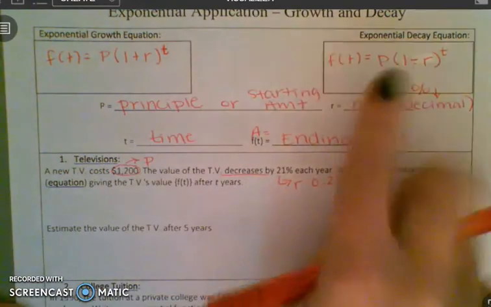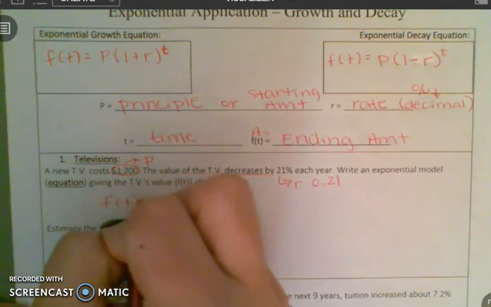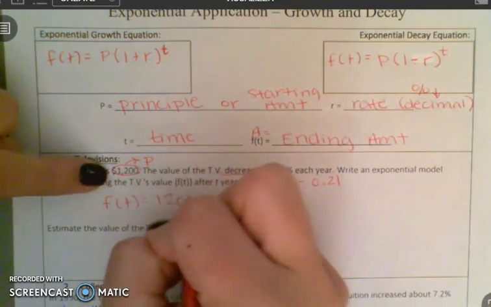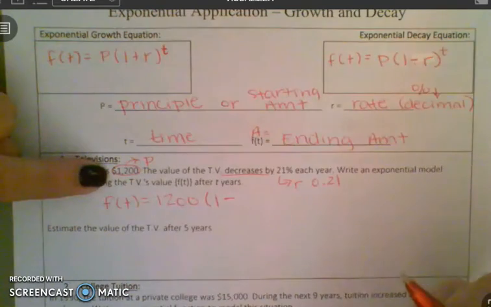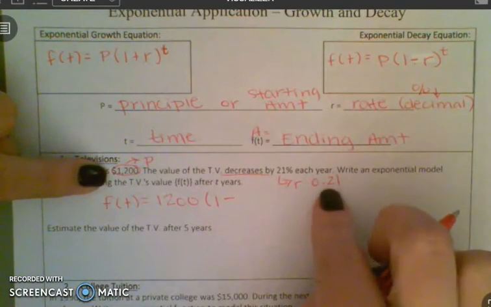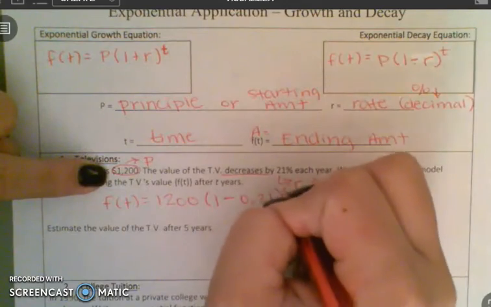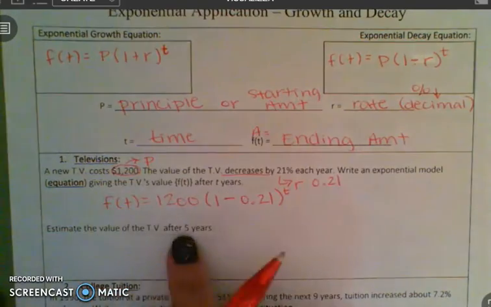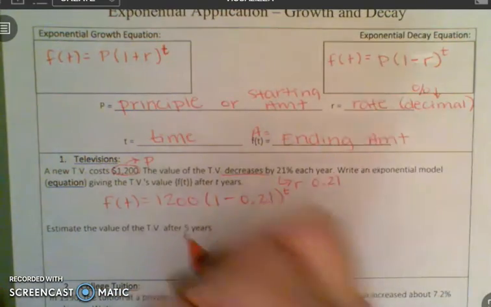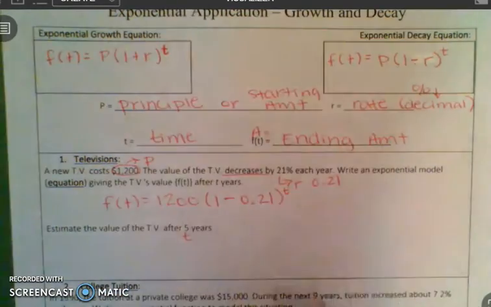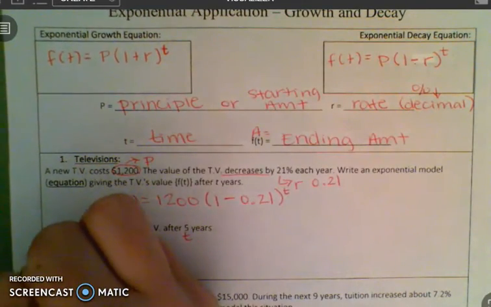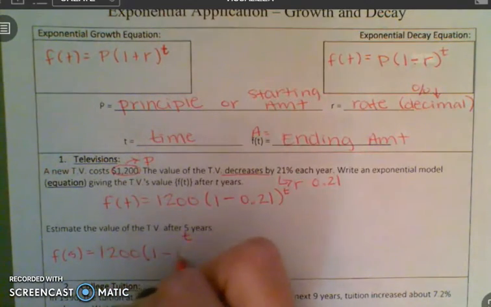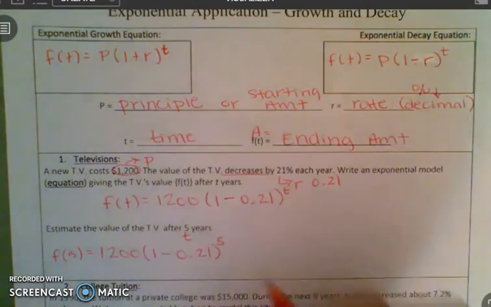So that's the number we're going to use when we plug in for R. Let's go ahead and use this equation. So f of t equals P, it's right here, our starting amount, 1,200, parenthesis, 1 minus our percent, which we had to make into a decimal, 0.21, raised to the t. So that was the original equation. Now it says estimate the value of the TV after 5 years. So 5 is going to go in for our exponent t. So f of 5 equals 1,200 times 1 minus 0.21 raised to the 5th power.